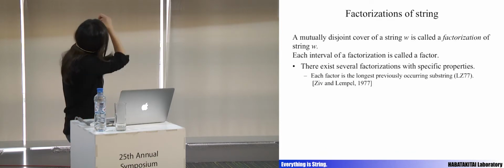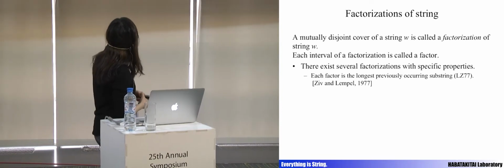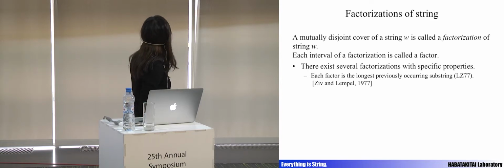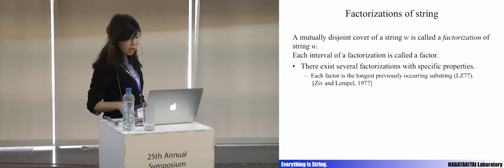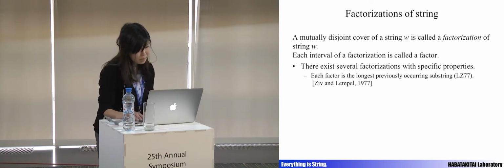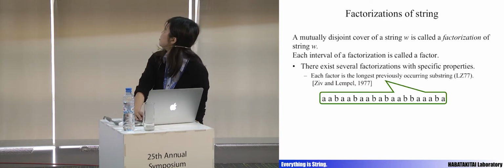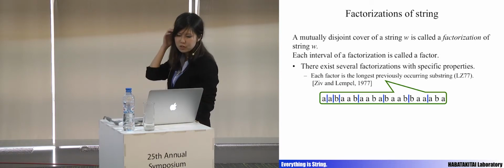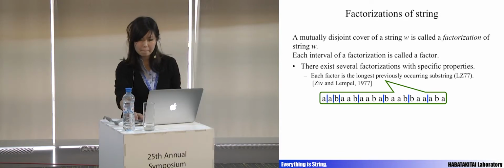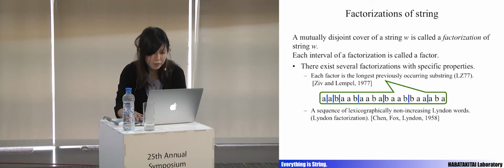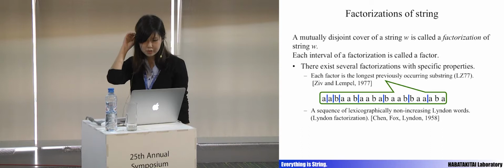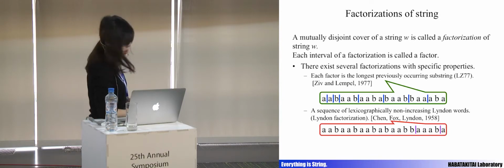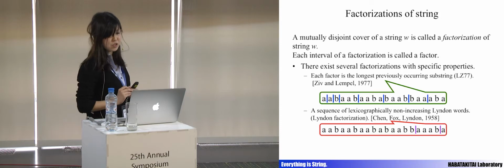This is the definition of factorizations of a string. A mutually disjoint cover of a string W is called a factorization of string W, and each interval of a factorization is called a factor. Maybe the most well-known factorization is LZ77, and this is a non-self-overlapping variant of the LZ77 factorization for the string. Another example is the Lyndon factorization, which looks like this for the same string. As you can see, there are several kinds of covers and factorizations of strings.